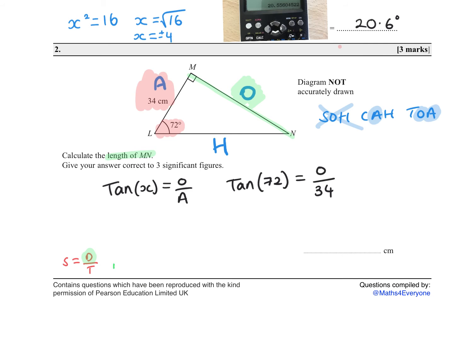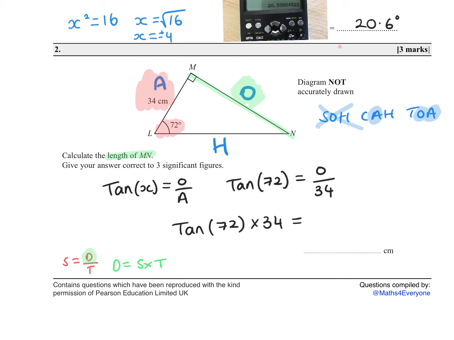Absolutely. Distance equals speed multiplied by time. Now, whenever I'm rearranging, if I'm a little bit unsure, I always go back to this. Okay. So that means tan 72 multiplied by 34 equals the length.